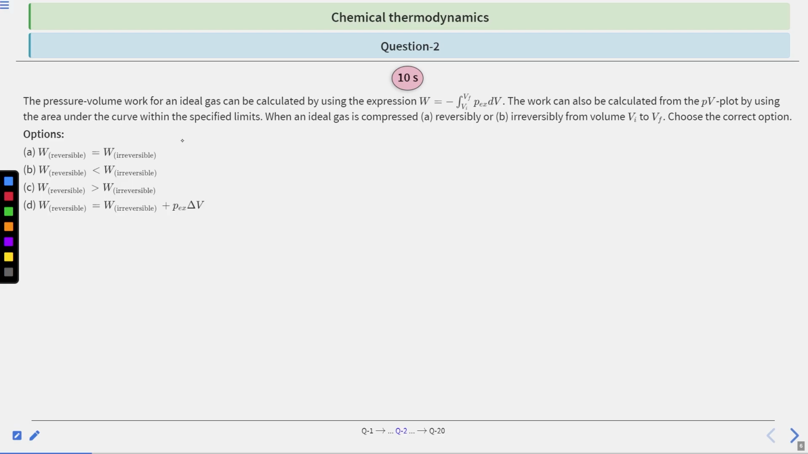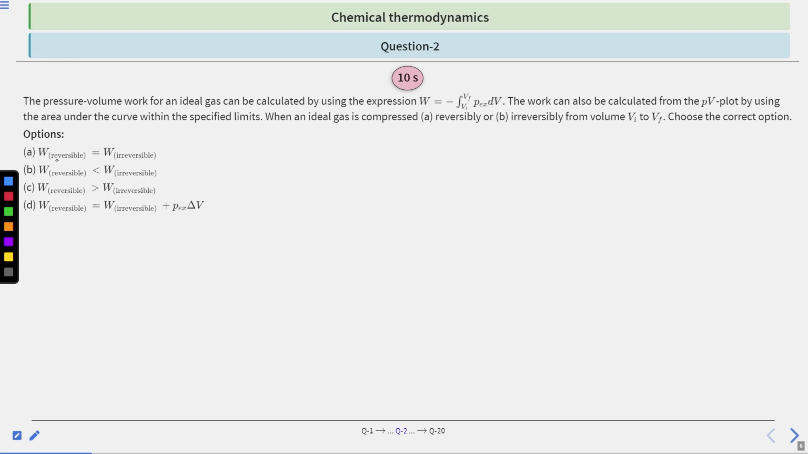The pressure volume work for an ideal gas can be calculated by using the expression W, that is work, equals minus integration from V initial to V final of external pressure into dV. The work can also be calculated from a PV plot by using the area under the curve within the specified limits. When an ideal gas is compressed reversibly or irreversibly from volume V initial to V final, choose the correct options.